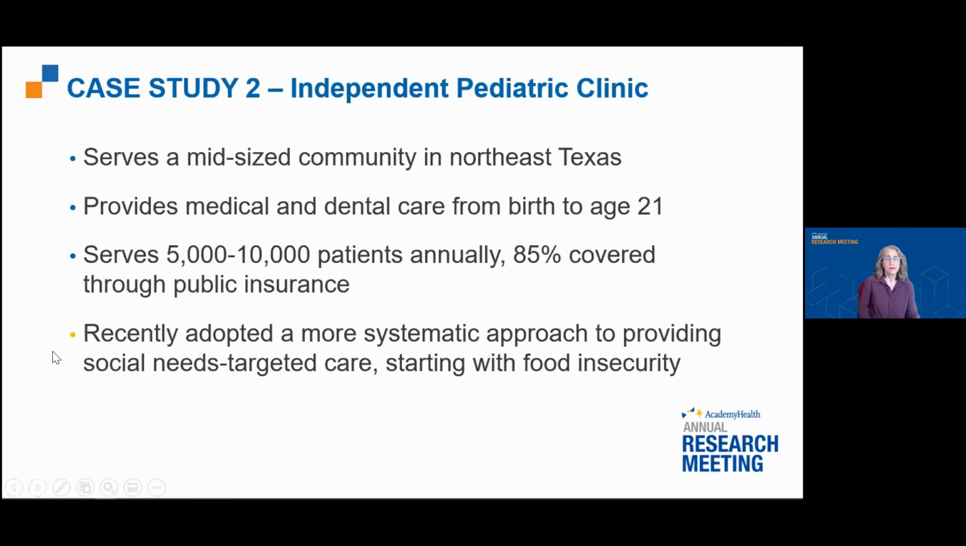The next case study is an independent pediatric clinic that serves a mid-sized community in Northeast Texas. So this clinic is interesting in that work to address social needs actually predated their clinical services. They began as a food pantry and a clothes closet before they started their pediatric clinic. About 3 years ago, they had started screening formally for food insecurity using a standard tool, the Hunger Vital Sign. And about 2 years ago, they started using a broader social determinants of health screening tool that they based on existing tools, but tailored for their own particular needs.